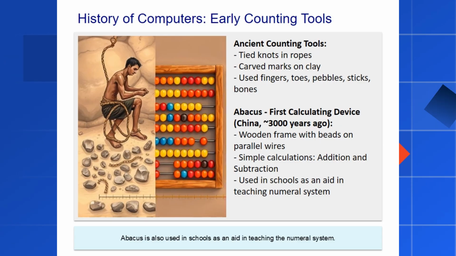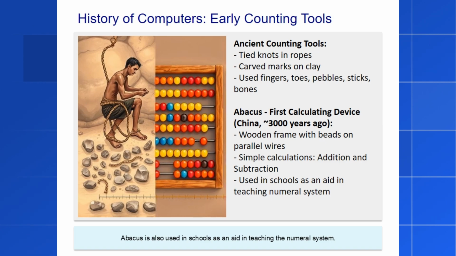Since ancient times, people needed ways to count and keep records. Early humans were very clever. They tied knots in ropes and carved marks on clay to keep track of things. They also used simple natural tools like their own fingers and toes, as well as pebbles, stones, sticks, knotted strings, and bones to count. The first big step towards computing was the invention of the abacus.